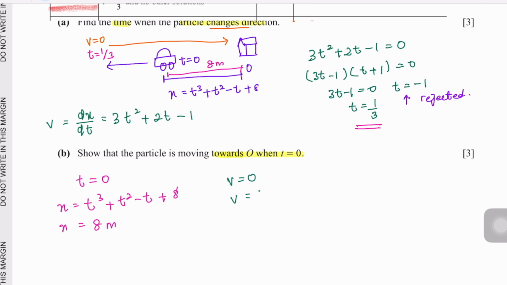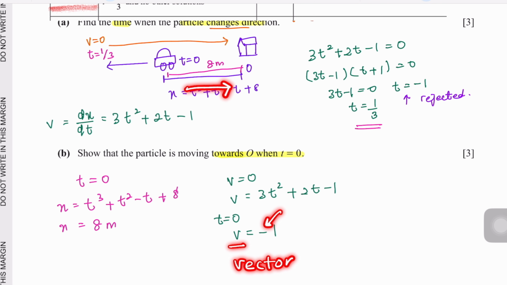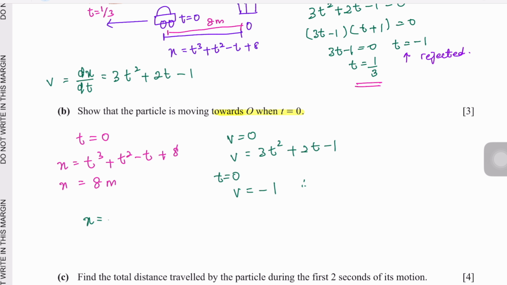The velocity is 3t squared plus 2t minus 1. When t is equal to 0, our velocity will be 0, 0, negative 1, so our velocity is negative 1. Since velocity is a vector, this negative 1 shows that it's moving towards O. Let's make a conclusion: since x is positive 8 and v is equal to negative 1, it is moving in the opposite way.